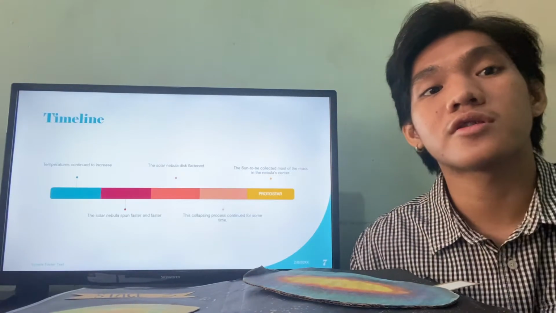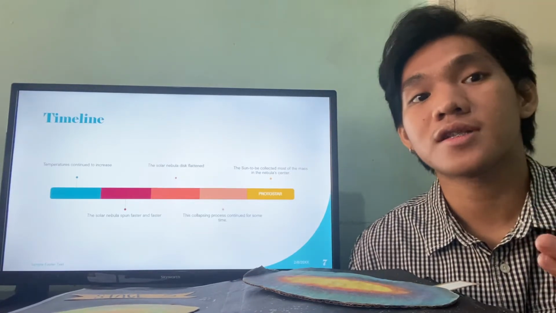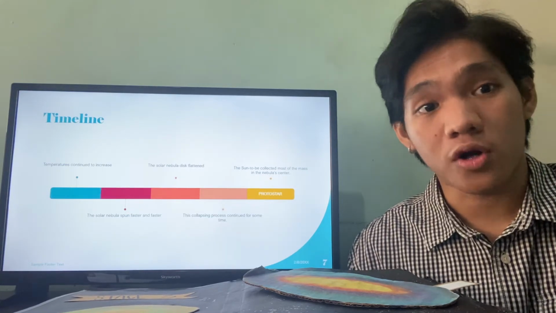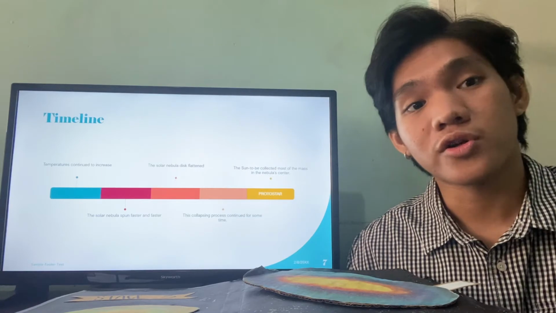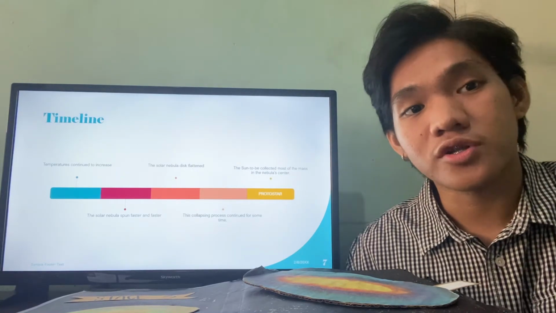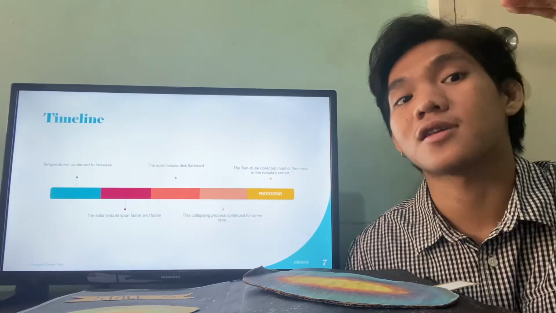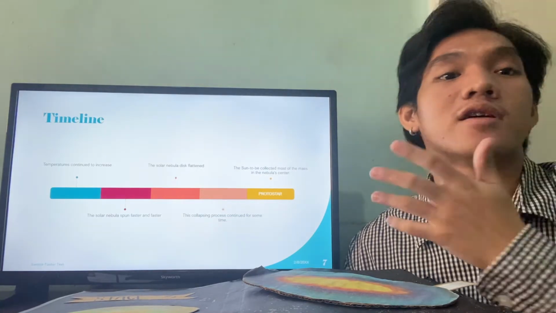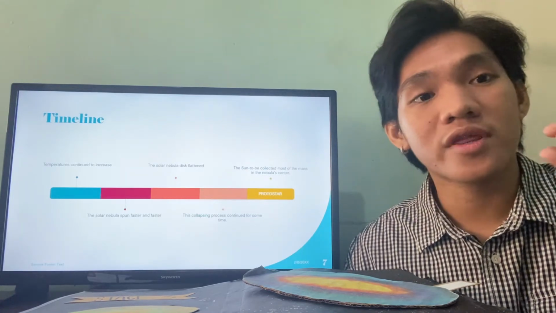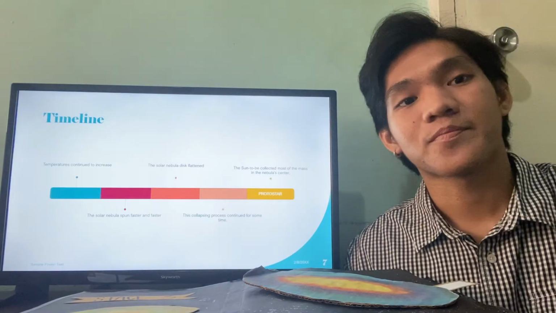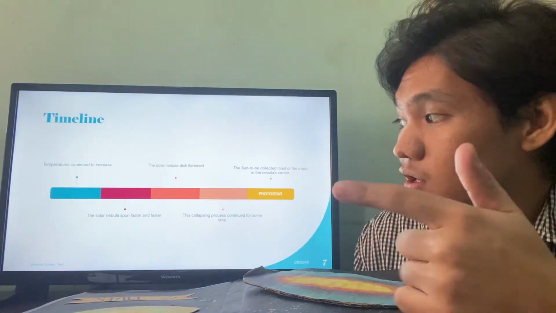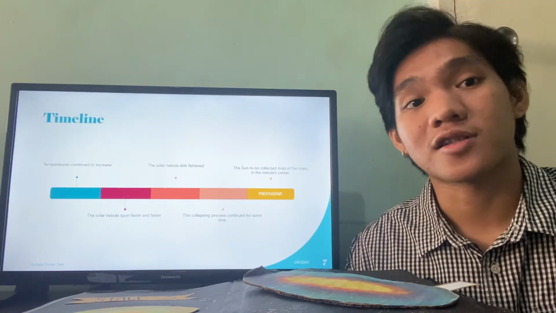The temperature continued to increase. Why did the temperature increase? When the nebula flattened into a disk, it became more compressed. And here on Earth, when things become compressed, when they have higher pressures, the temperature also increases. That property is also the same in space. When the clouds of gas and dust flattened, they became hotter, and the solar nebula spun faster and faster.